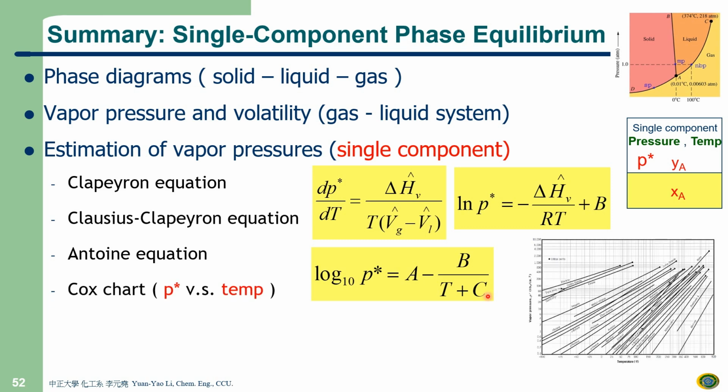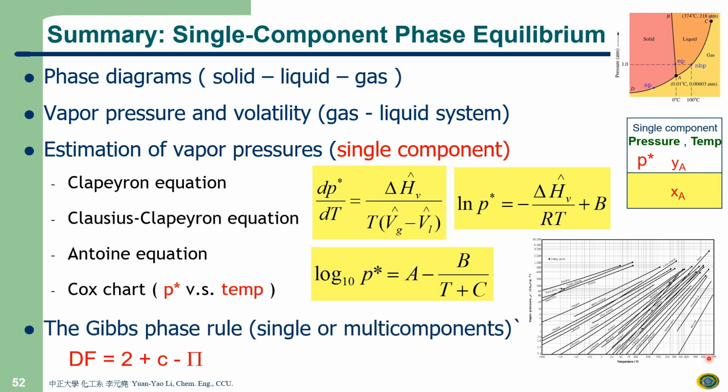Later on, we learned how to get the vapor pressure from Cox's chart. This is very easy because instead of using an equation to find the vapor pressure, you can use a chart, which we call Cox's chart. Right? This is temperature and this is pressure. And the lines here represent what? Very different substances. And this is a log-log plot. Of course, you know that.